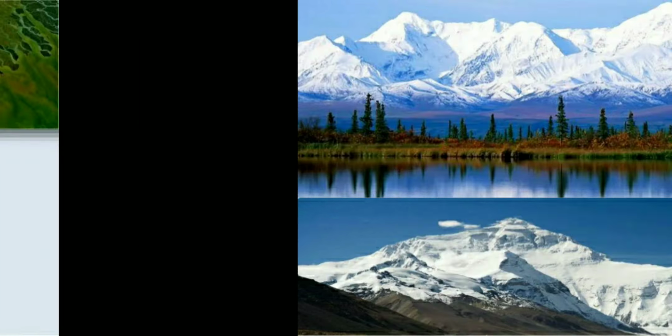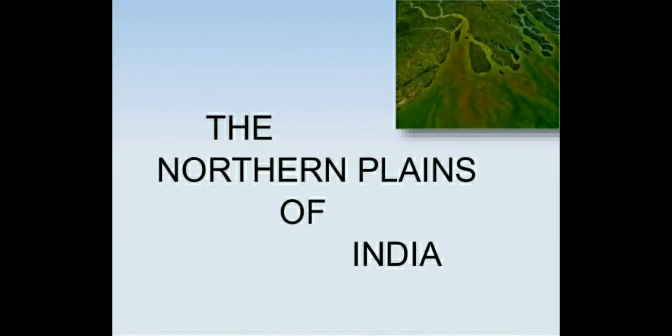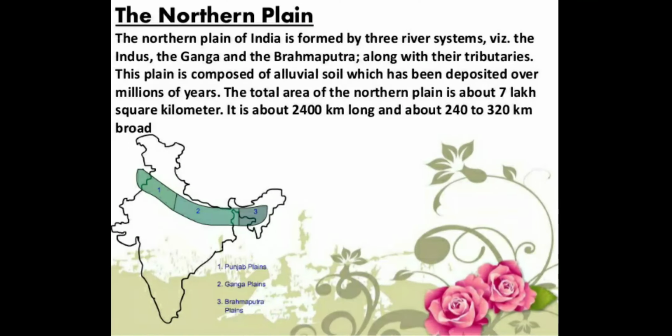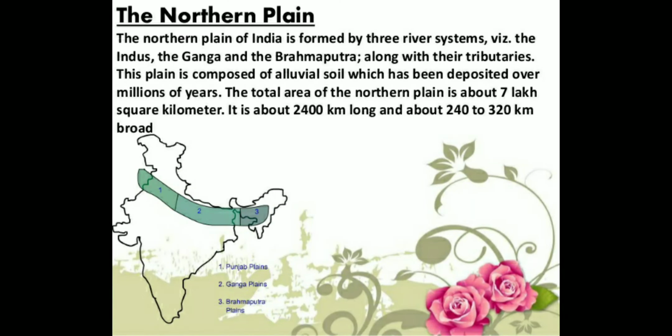Okay. Now, the northern plains of India. What are they? The northern plain. The northern plain of India is formed by three river systems. The Indus, the Ganga and the Brahmaputra. Three river systems. What are they? Indus, Ganga, Brahmaputra. Along with their tributaries. You know the tributaries? So rivers and their tributaries.